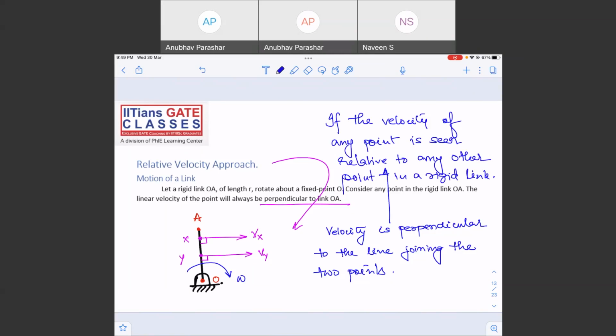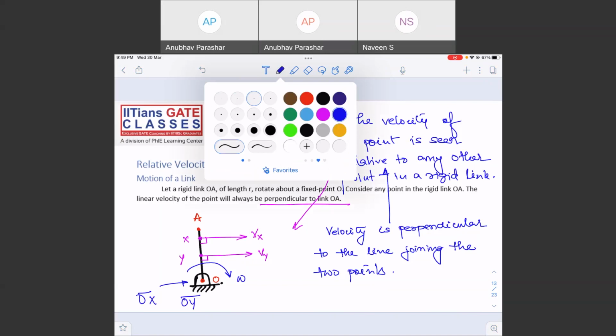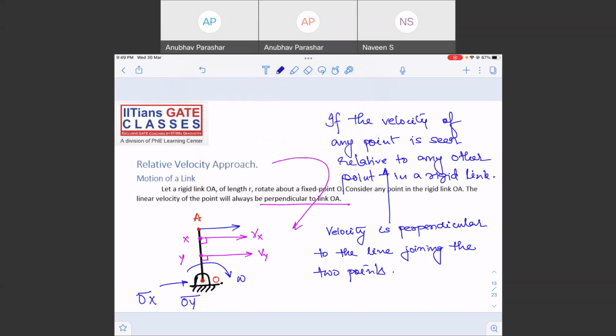Right? For example, if you're sitting at point O, looking at the velocity of point X, the velocity will be perpendicular to OX. If you're sitting at point O and looking at the velocity of point Y, the velocity will be perpendicular to the line OY. Even for the velocity of point A, its direction will be perpendicular to the line OA. Right? So this concept is used for the relative velocity approach.